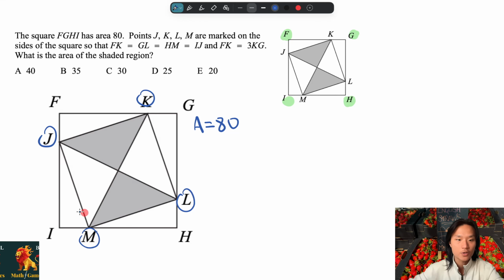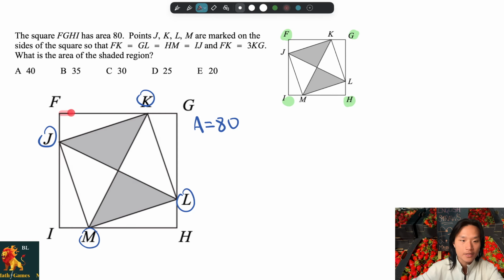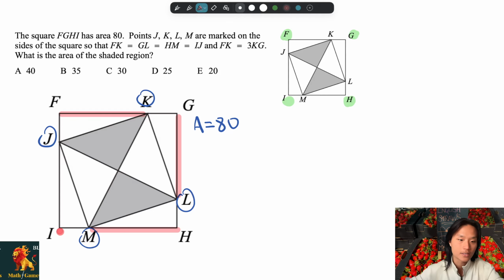They are on the sides of the square so that the line segments FK is equal to GL, that is equal to HM, and that is equal to IJ. So they are of the same length. There's also another relationship between FK and KG. FK is this bit and KG is this bit, and we know that FK is 3 times that of KG.